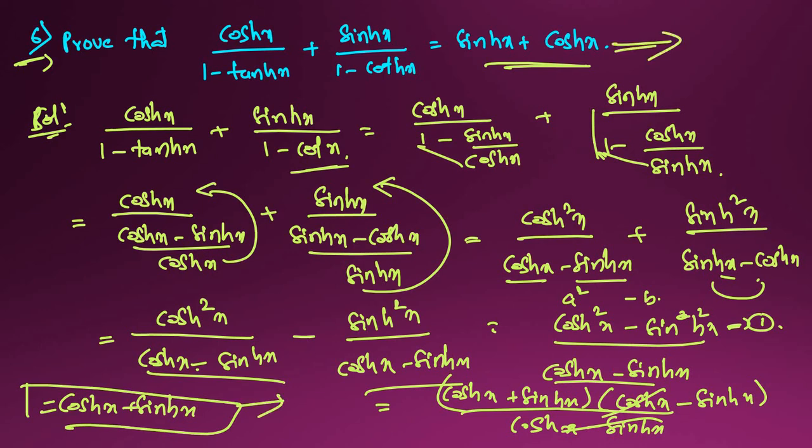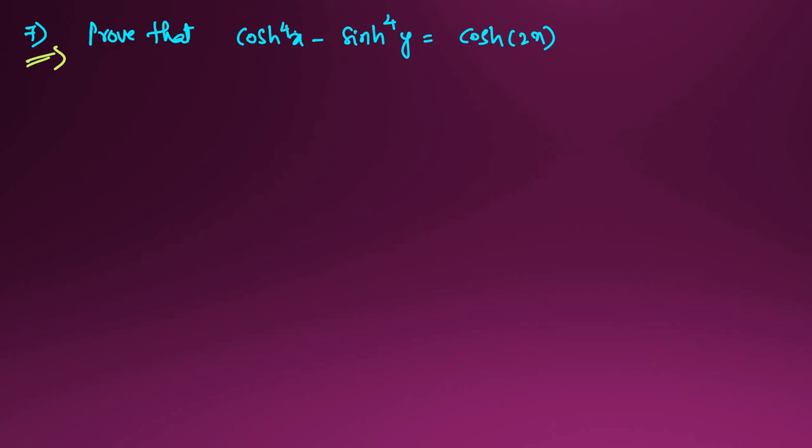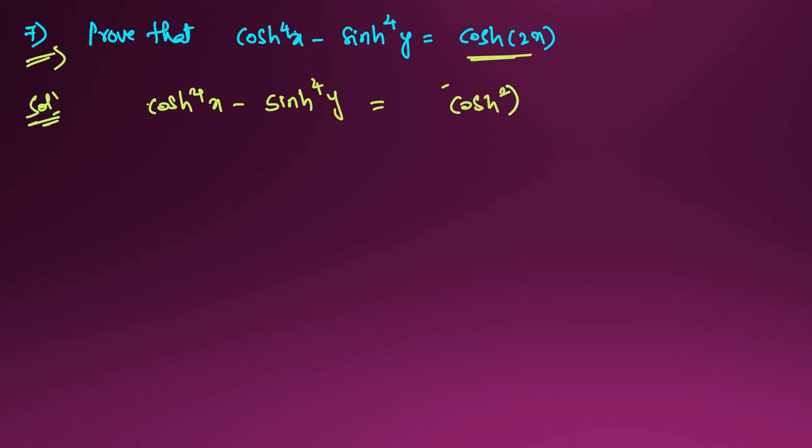Now moving to the seventh one. The seventh question is: prove that cosh⁴x − sinh⁴x is equal to cosh 2x. Now from this I will write this as (cosh²x)² − (sinh²x)². This is a² − b², so it will become (a + b)(a − b). I will write it like that.